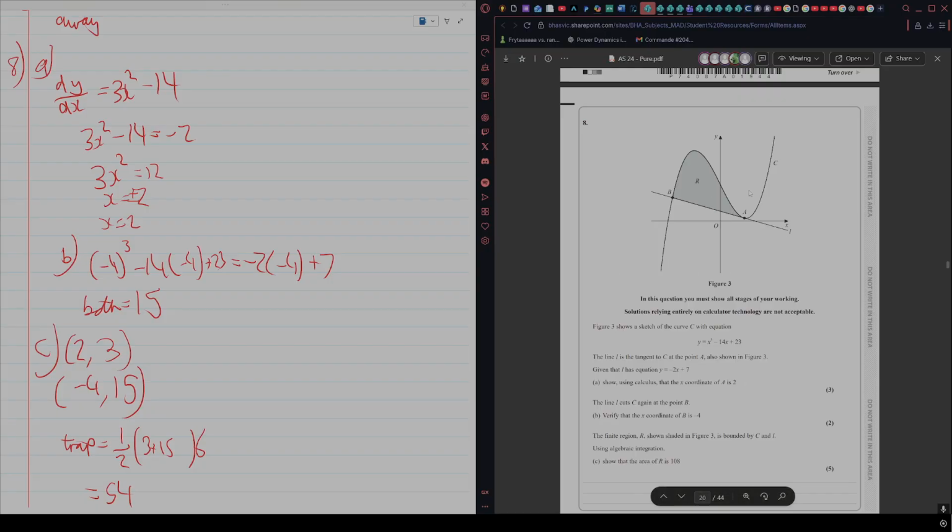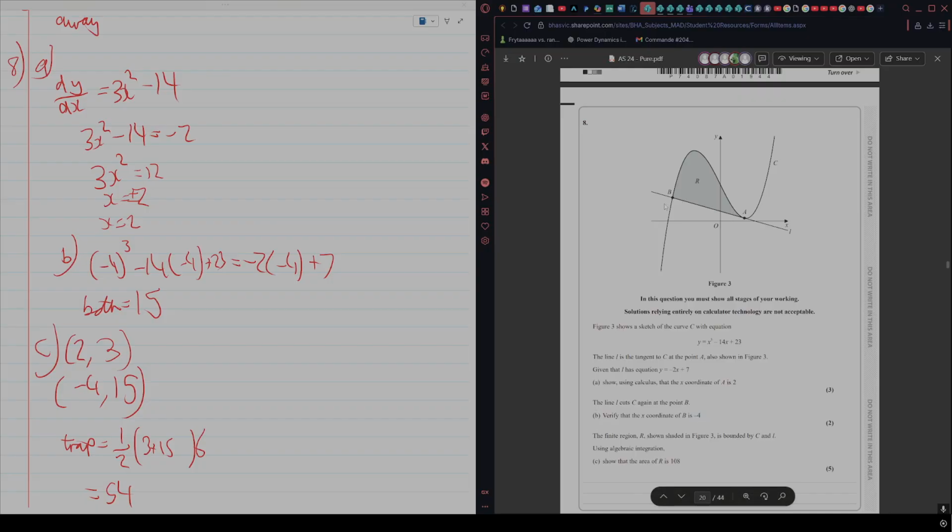Show using calculus that a is 2 is a turning point, so you differentiate, set to 0, get x equals 2. B, verify that the x coordinate... So whenever it says verify, it's a show-that question, except you can actually use the values that the show-that question gives you.